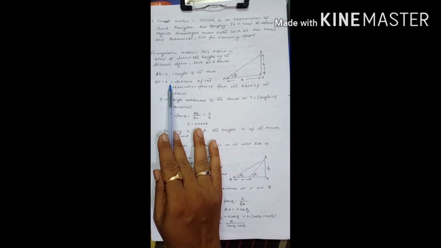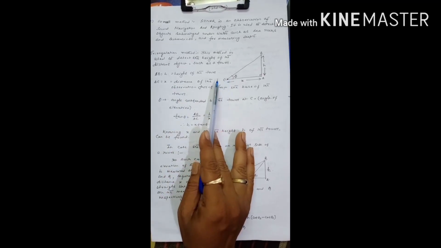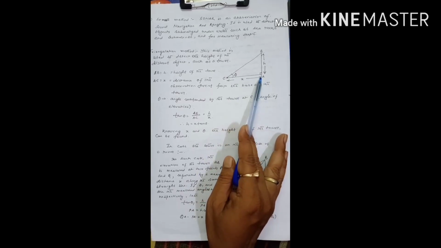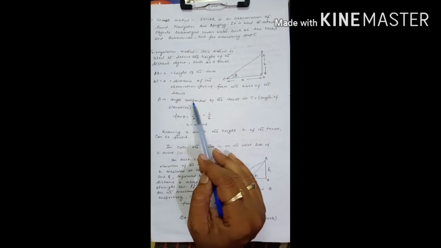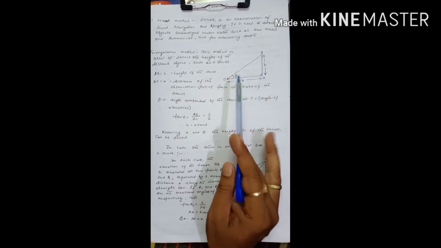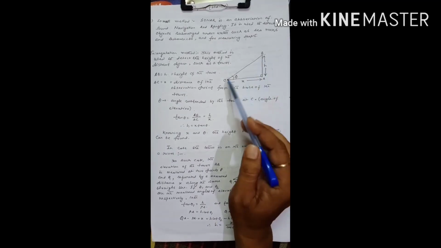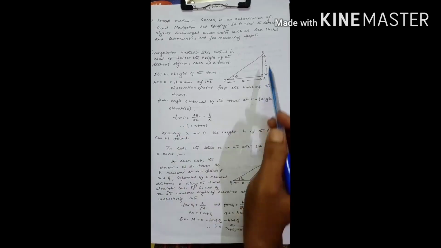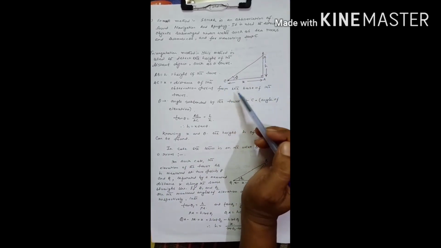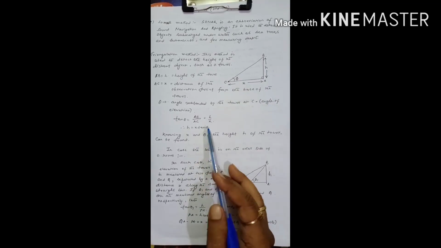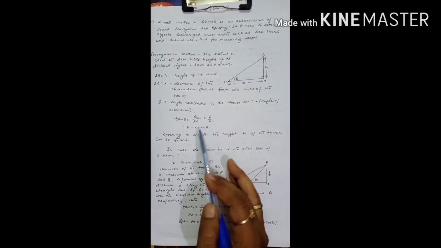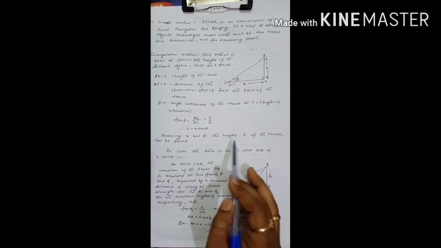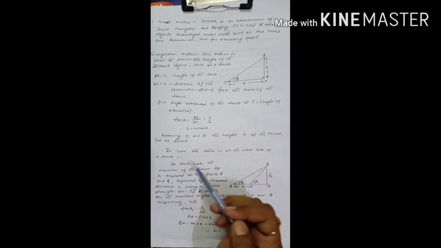AC is x. You can say C is a point which is located at a distance x from the base of the tower, and theta is the angle of elevation. You can say ABC is a right angle triangle, and in this right angle triangle tan theta equals AB divided by AC. AB is h, AC is x, so tan theta equals h by x. So h equals x tan theta. Knowing x and theta, the height h of the tower can be found.